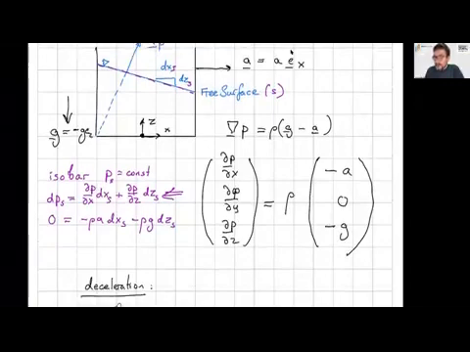And so I can easily see, if I rearrange this, I can write the angle of my surface, which would be equal to dz_s by dx_s, and just by rearranging this, I'll get that it's equal to minus a over g.